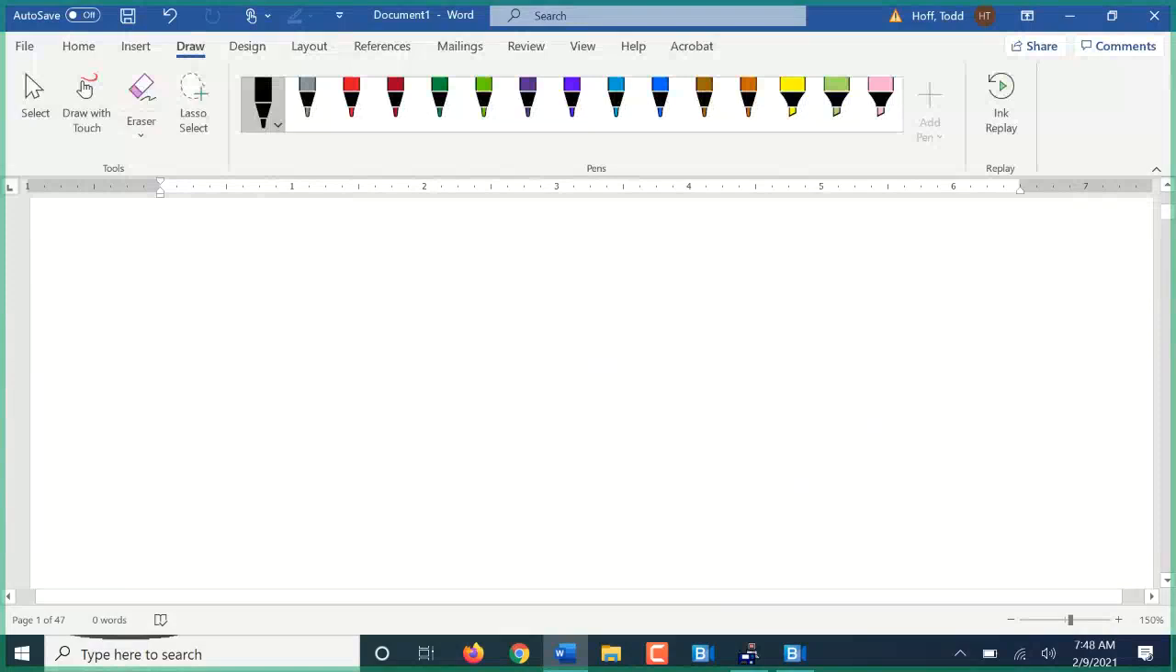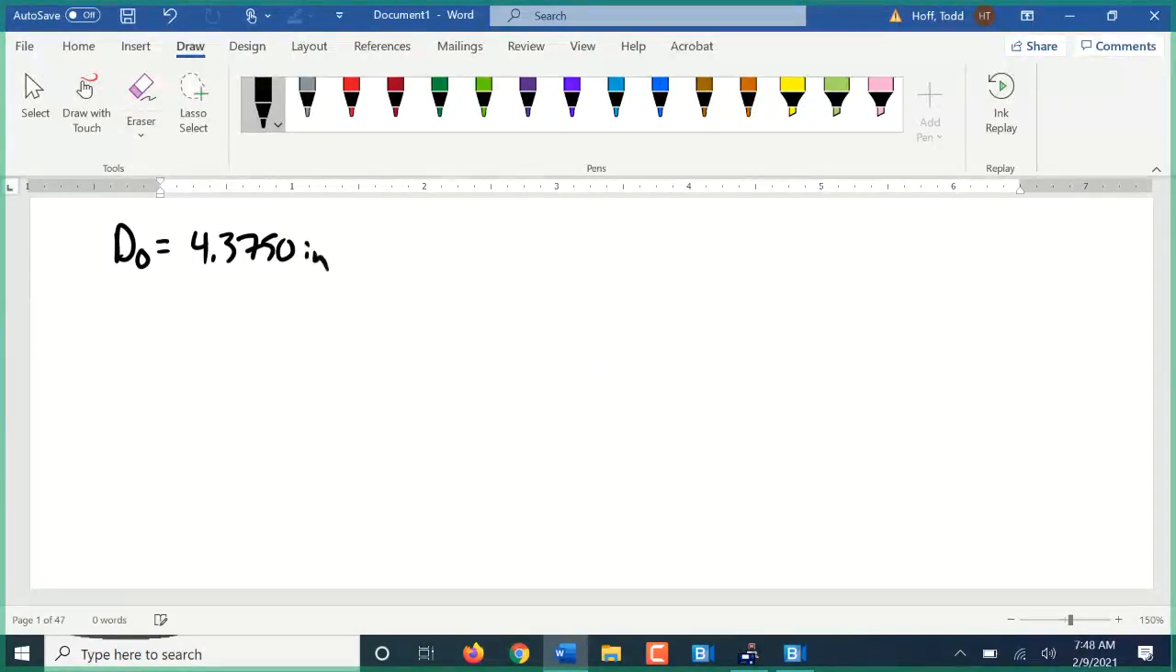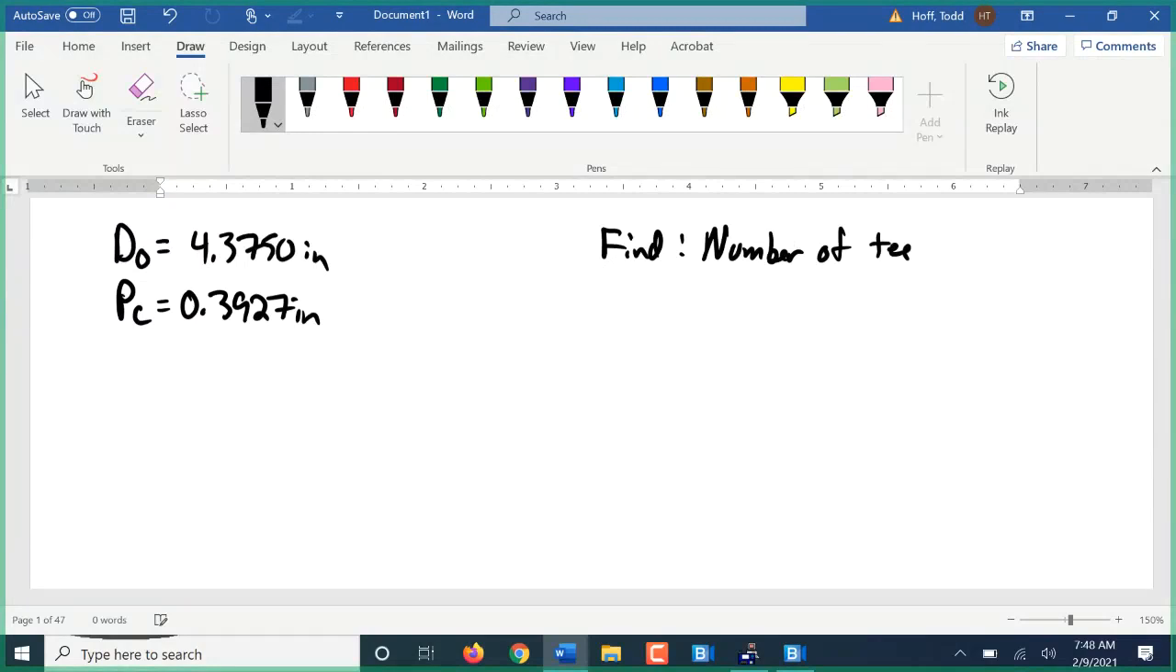So here we are given outside diameter 4.3750 and a circular pitch of 0.3927. And we're asked to find the number of teeth. First, number of teeth is just big N, right?